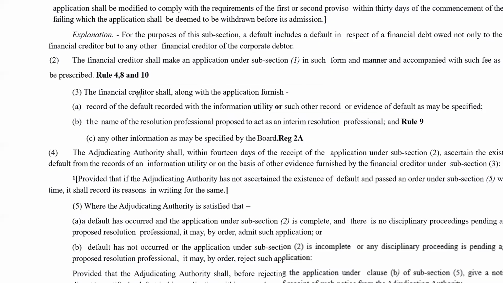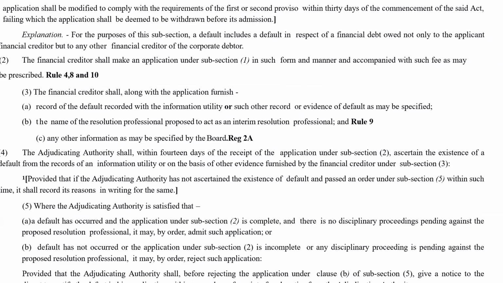And this explanation says that for the purpose of this subsection, a default includes a default in respect of a financial debt owed not only to the applicant financial creditor, but to any other financial creditor of the corporate debtor. The financial creditor shall make an application under subsection 1 in such form and manner and accompanied with such fees as may be prescribed. So then you have to go to the respective rules on how you can file the application. We'll read about it in detail.